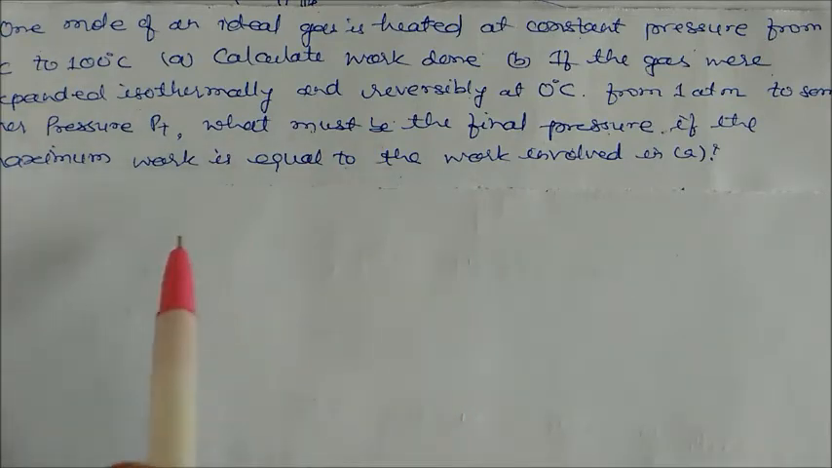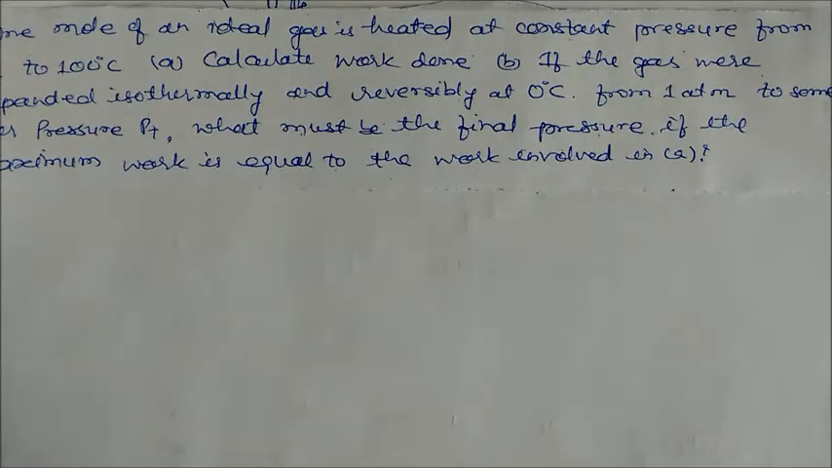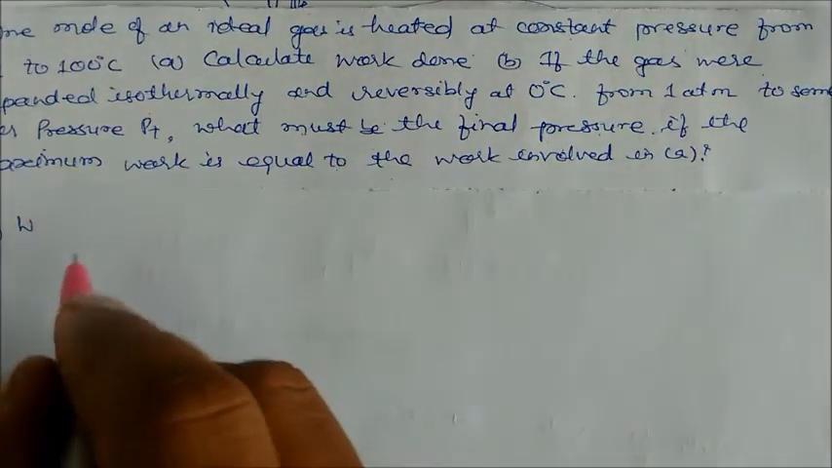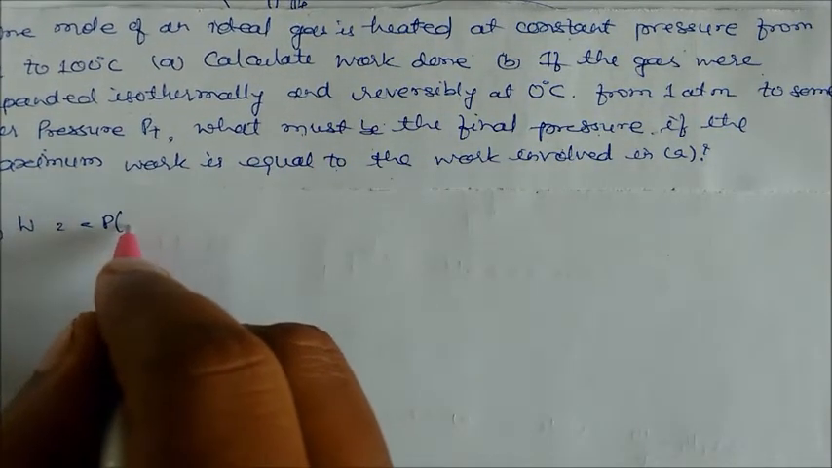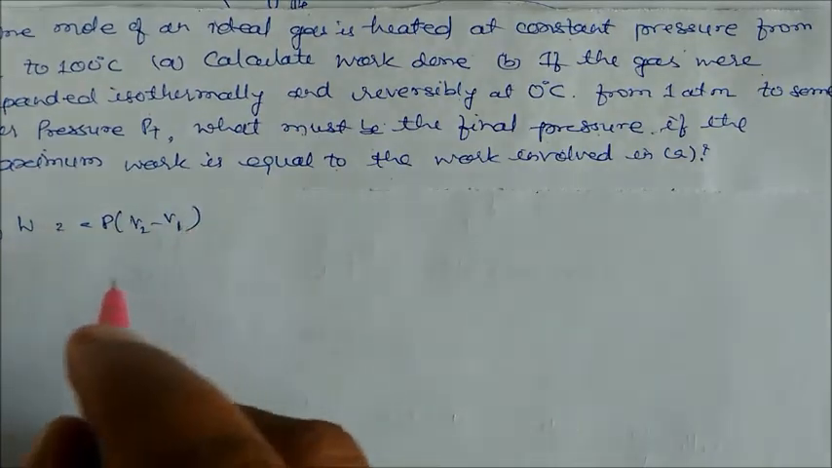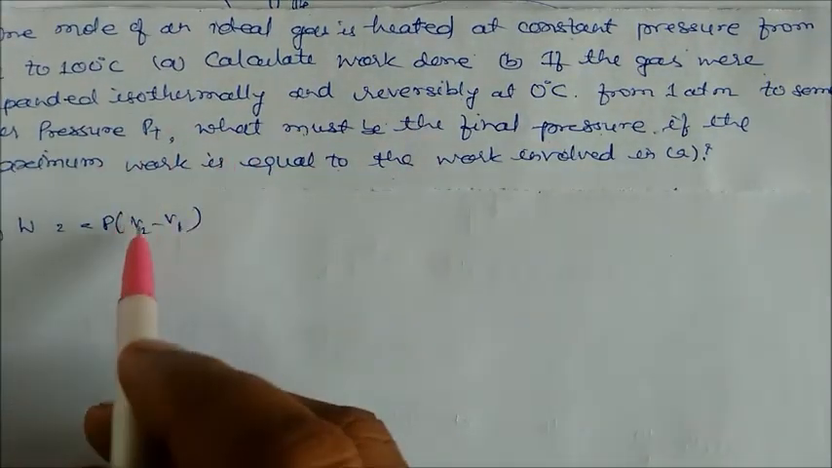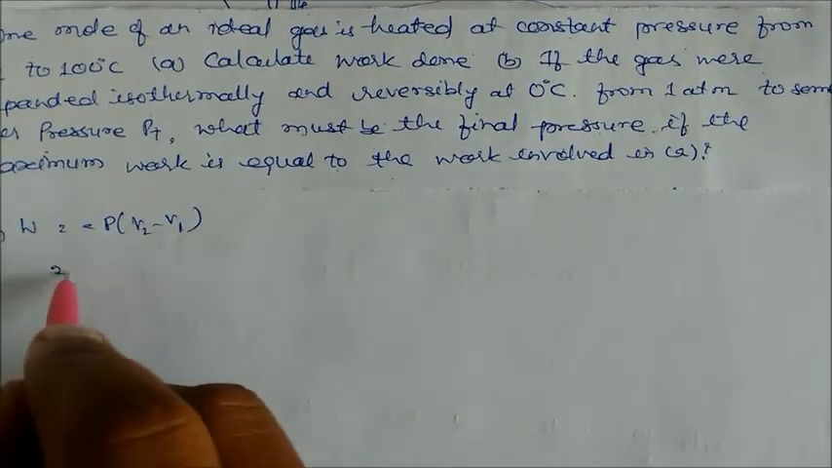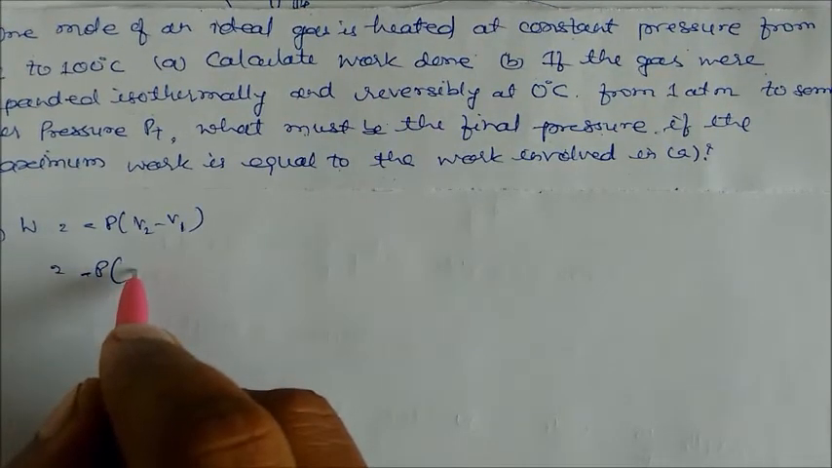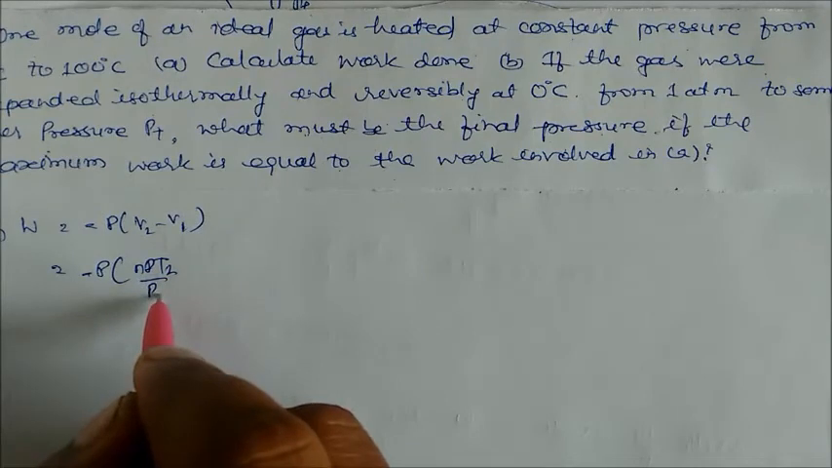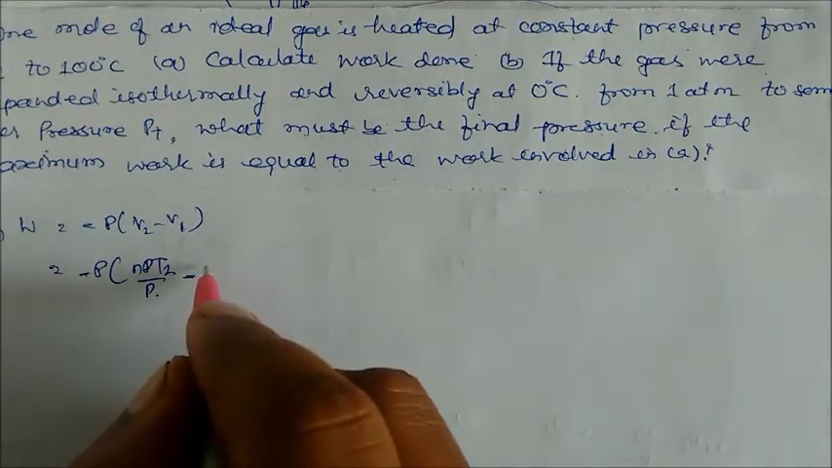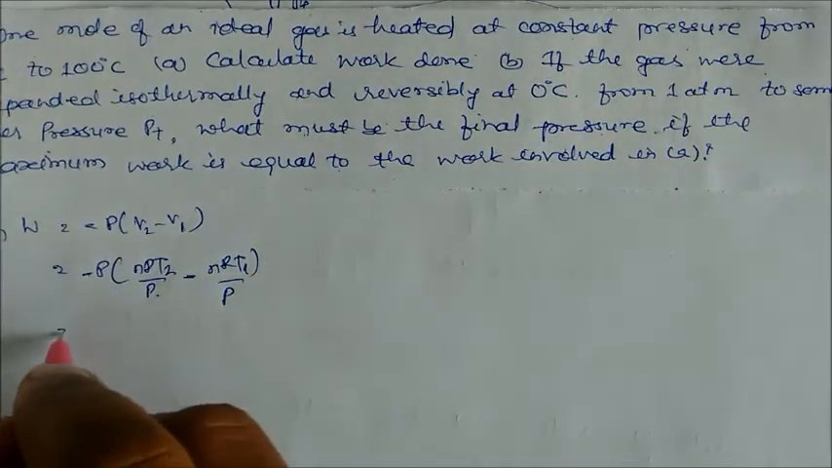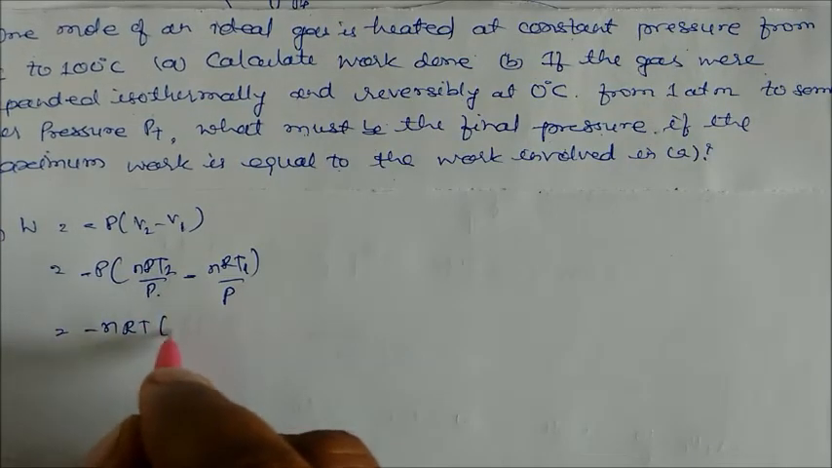First we have to find out the work involved in heating the gas. This is the general formula: minus P into change in volume, V2 minus V1. But here the volume is not given, though other things are mentioned, like the temperature and initial pressures. So we can convert this into volume: nRT2 minus nRT1 with P common, so P can be cancelled. On cancelling P, you will get minus nR into T2 minus T1.